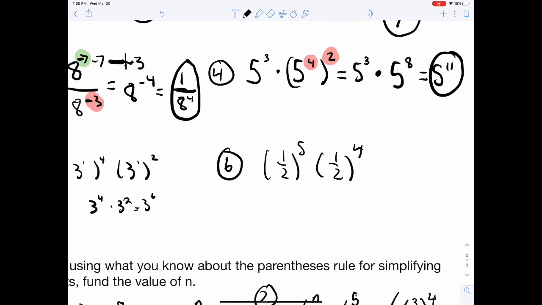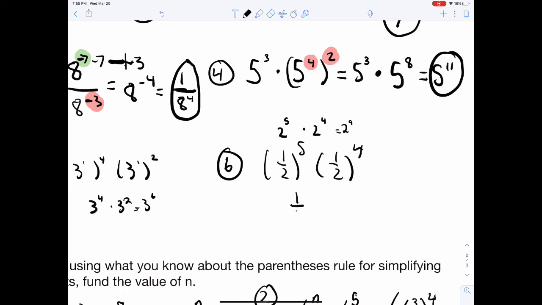And finally, same idea here. We have 1/2 to the 5th times 1/2 to the 4th. Now, this is confusing because it's a fraction. Just look at something like 2 to the 5th times 2 to the 4th. You could do that in a heartbeat, right? If you simplified that, what would it be? It'd be 2 to the 9th.